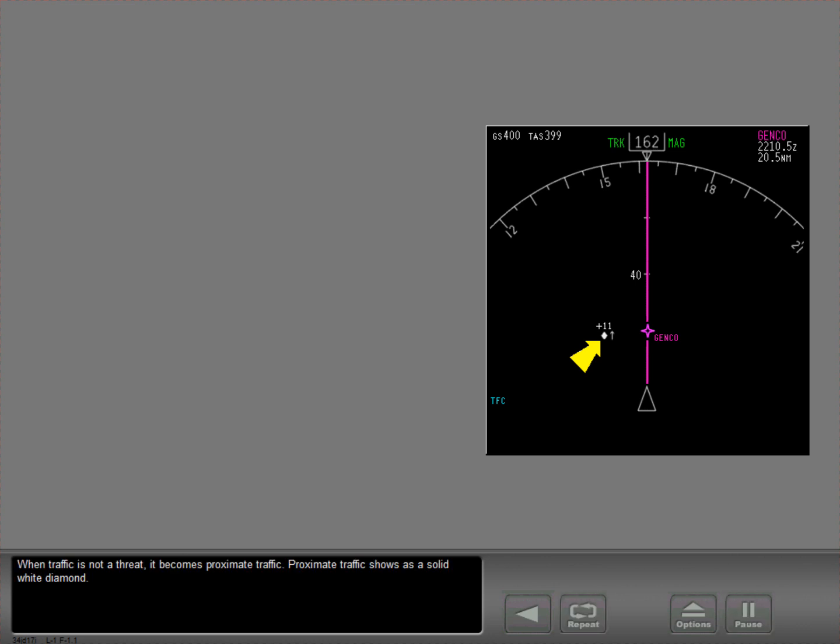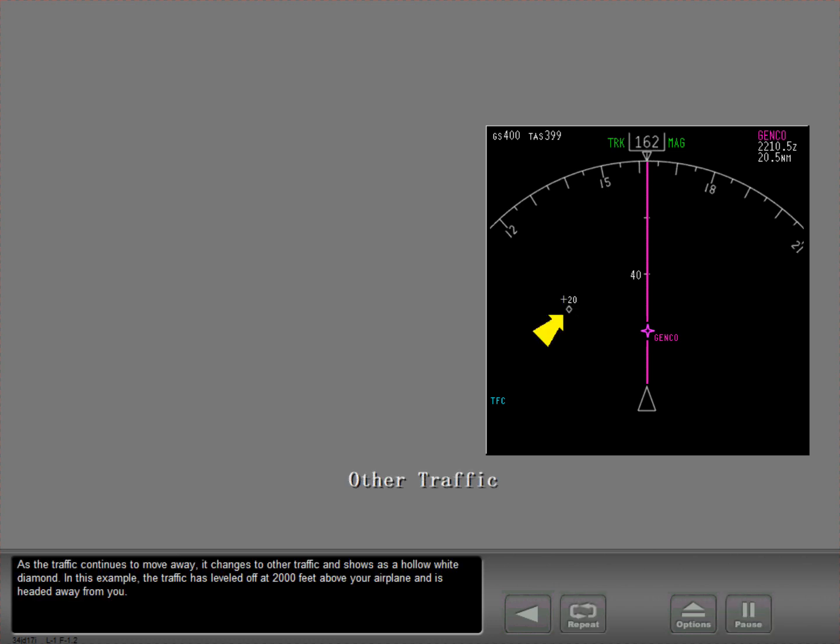When traffic is not a threat, it becomes proximate traffic. Proximate traffic shows as a solid white diamond. As the traffic continues to move away, it changes to other traffic and shows as a hollow white diamond. In this example, the traffic has leveled off at 2,000 feet above your airplane and is headed away from you.